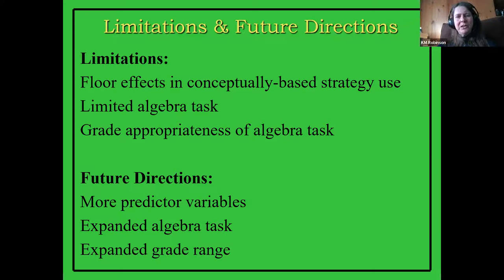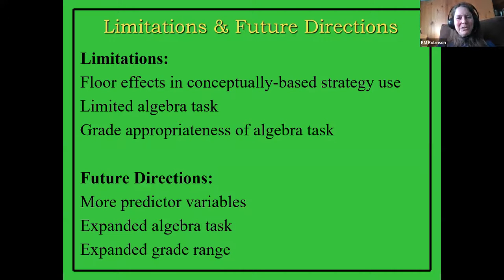And also there's the issue of the grade appropriateness of the algebra task. The Shimoni et al. study was for grade 4 to 7 students, and we included grade 2 to 4 children in our study. Even though they did fairly well, the accuracies are fairly high, they're much better than the conceptually based strategies in terms of floor effects. We handpicked the problems quite carefully to ensure that grade 2 kids could be successful on them. So there are some issues with our algebra task.